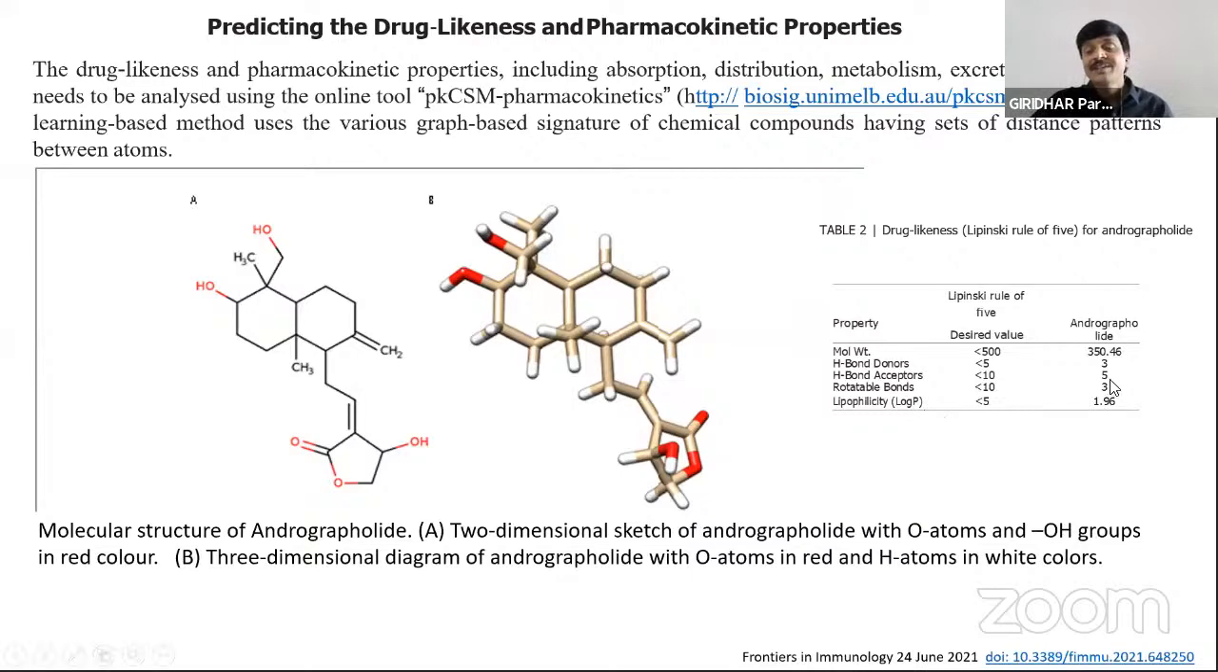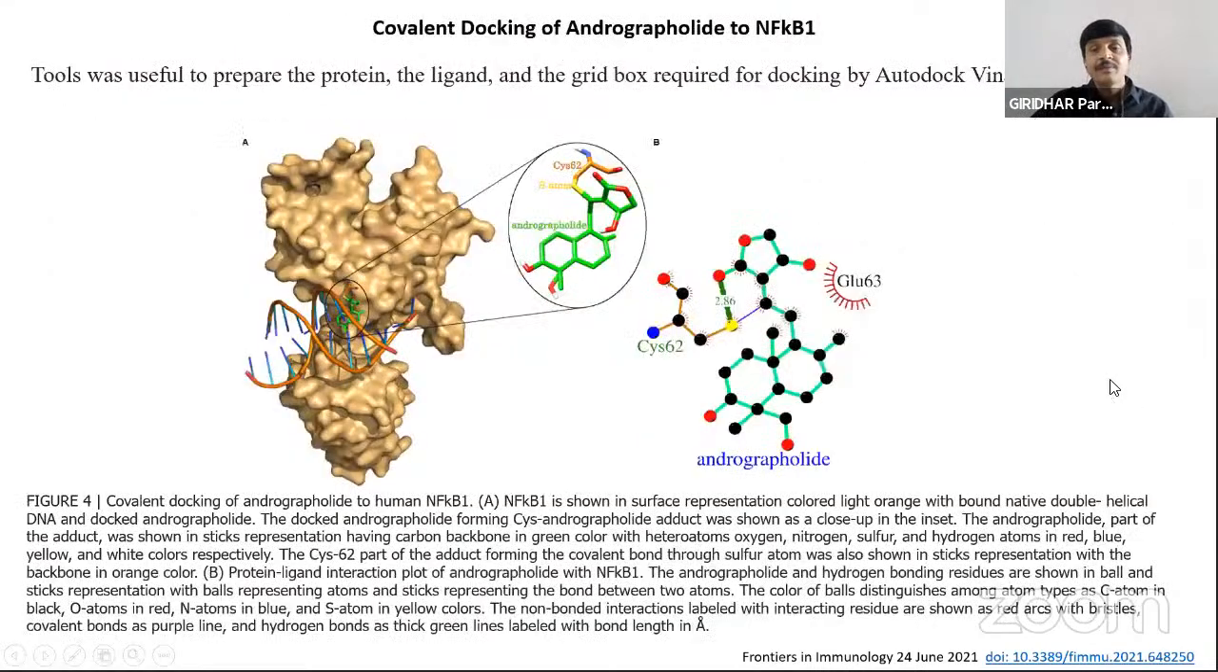For andrographolide, it has been very well deduced. The third important step is covalent docking. This is a docking study, what we people call docking. As I mentioned in the earlier slide, and I'm also projecting one slide very soon, various bioactive compounds, plant-based ones, with their docking values have been given. They are very near to synthetic antiviral drugs like remdesivir, favipiravir, lopinavir.